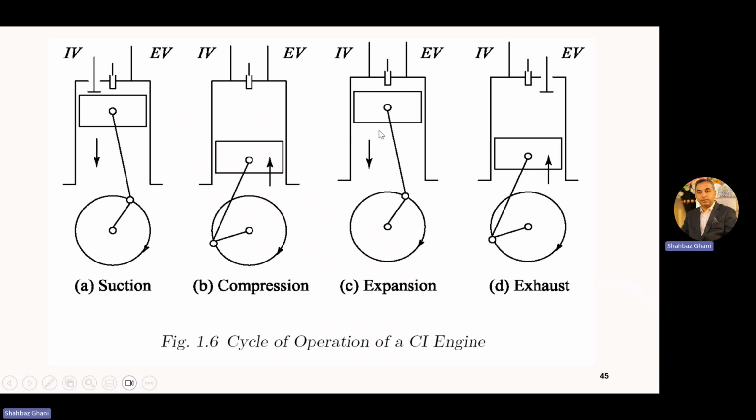Piston from TDC to BDC moves down. You have a power stroke or expansion stroke, both valves closed. And when piston moving from BDC to TDC, exhaust valves open and you have an exhaust stroke.